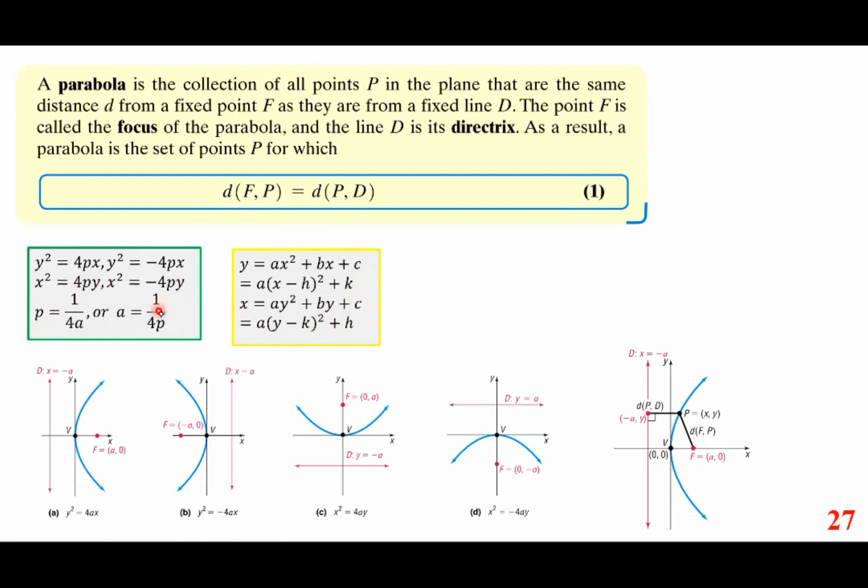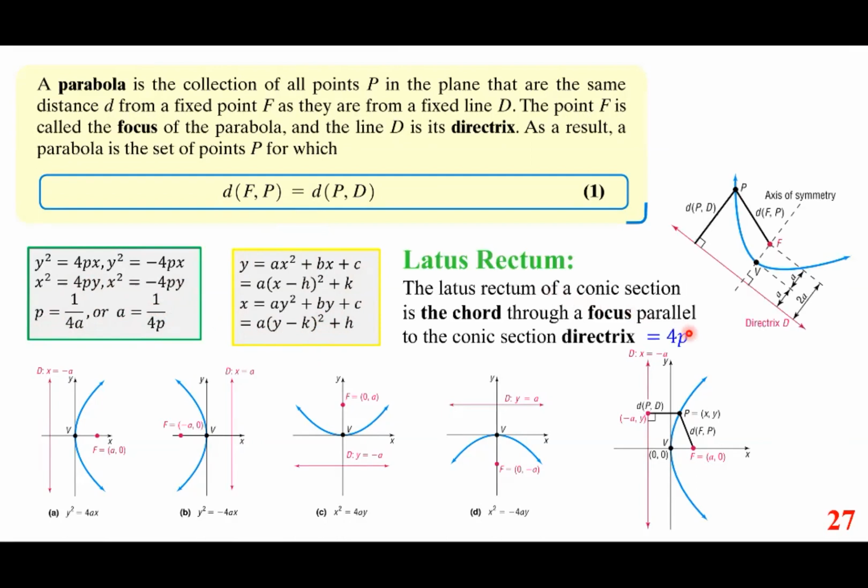The next thing that I want to mention is what's called the latus rectum. The latus rectum of a conic section is the chord through a focus parallel to the conic section's directrix, which is equal to 4p, meaning this distance from here to here. So if we draw a line parallel to the directrix, this is equal to 4 times the focal distance. Why is that? It's very simple. This is p, so is this one.